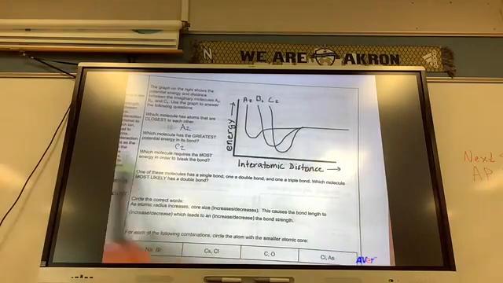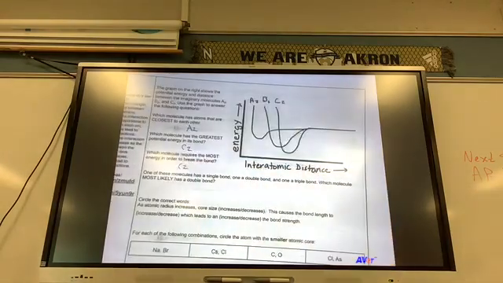Which molecule requires the most energy in order to break the bond? C2, because it has the greatest potential energy.